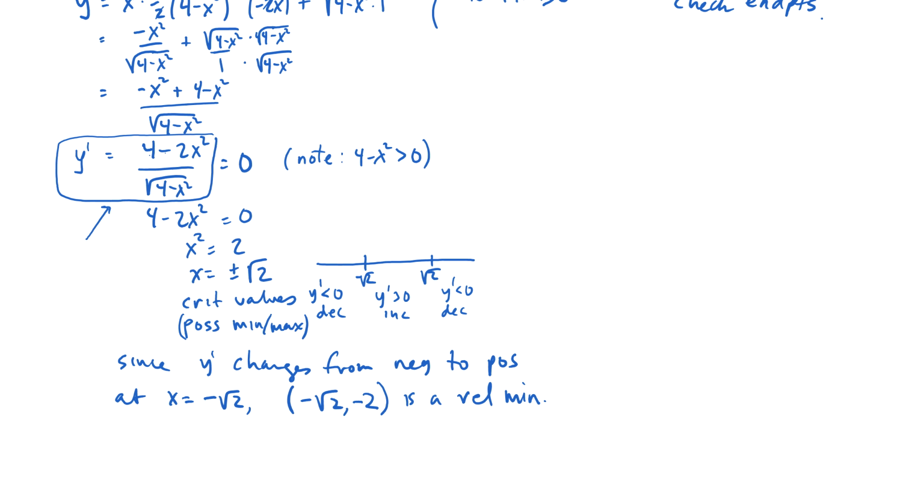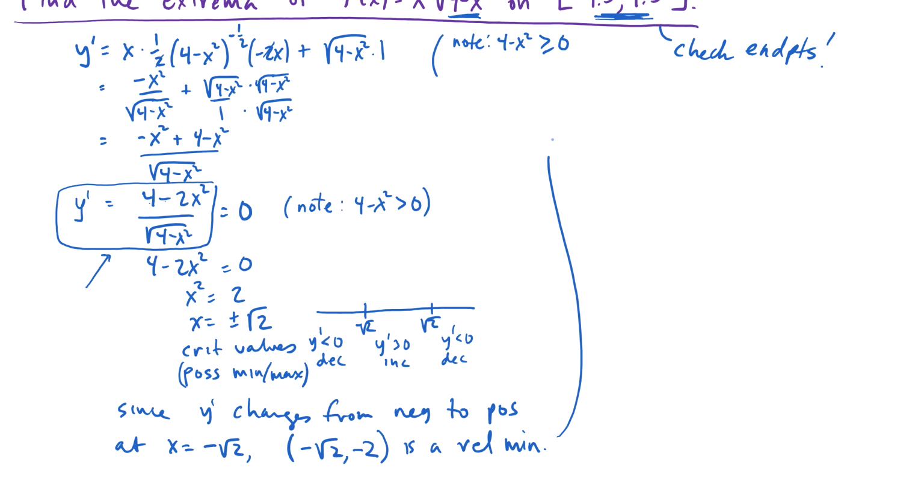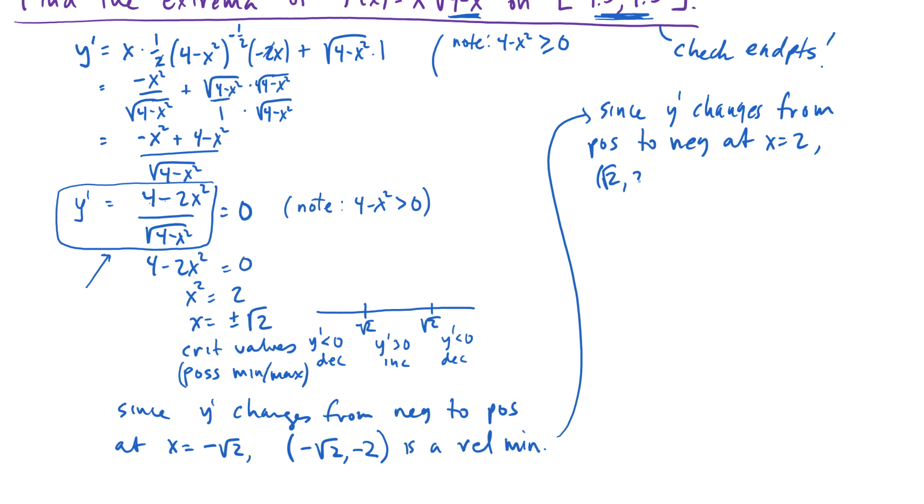And I'm going to say this. Actually, I'm going to come back up here so I can keep it all on the same screen. Since y prime changes from positive to negative at x equals square root of 2, the point square root of 2, comma 2, that's the y value, is a relative max. Okay, so we're good there.